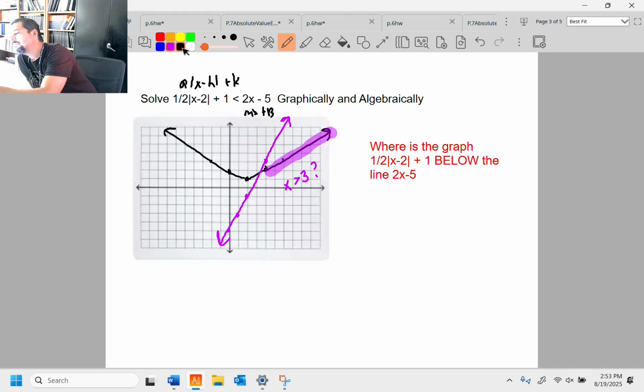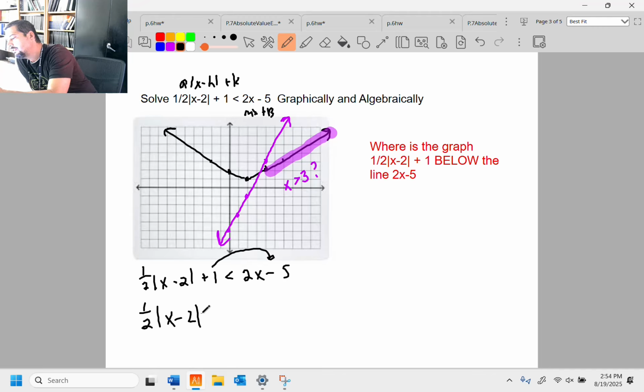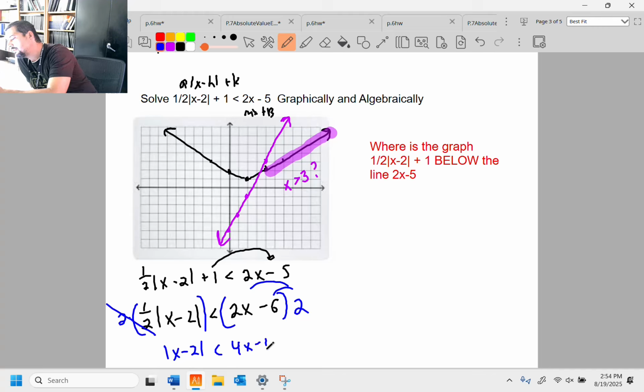So let's do the algebra. The first step in solving an absolute value equation is to isolate the absolute value. So I'm going to subtract the 1, okay? That's going to give me 1/2 the absolute value of x minus 2 is less than 2x minus 6. Now, the opposite of dividing by 2 is to multiply by 2. And if I multiply the left-hand side by 2, I had better be sure that I multiply everything in the right-hand side by 2. So now I have the absolute value of x minus 2 is less than 4x minus 12.